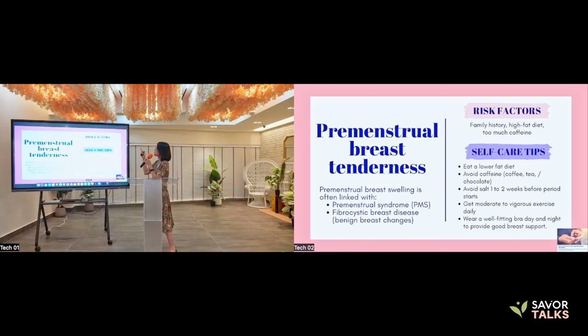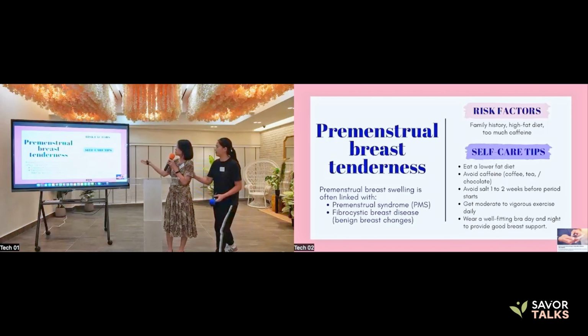And what are the risk factors for premenstrual breast illness? Basically, family history, maybe due to genetic predisposition or maybe because of the same type of diet and lifestyle. A high fat diet or too much caffeine can cause this breast illness. So the self-care tip is to eat a low fat diet and avoid caffeine. Caffeine is present in coffee, tea, and chocolate. Also try to avoid salt, because salt can cause water retention. With more water retention, the breast needs to contain more water, and then you feel more tender. So you can try all these self-care tips.